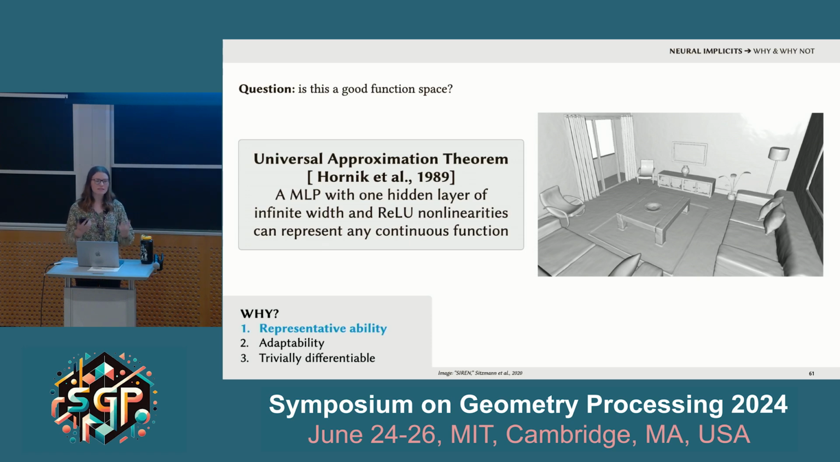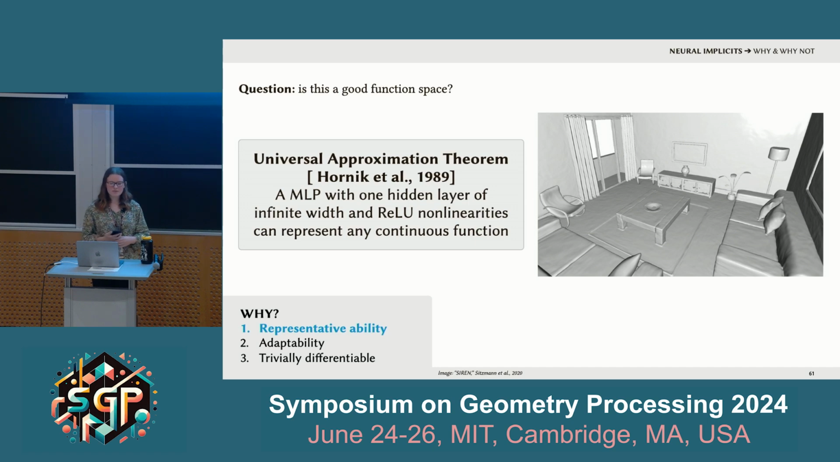For one, there's a set of theorems that people often talk about in machine learning called universal approximation theorems. For example, there's one that says that a multi-layer perceptron with one hidden layer of infinite width with ReLU nonlinearities can represent any continuous function. So this tells us something about how this general structure of functions seems to be able to represent a lot, but with a few caveats.